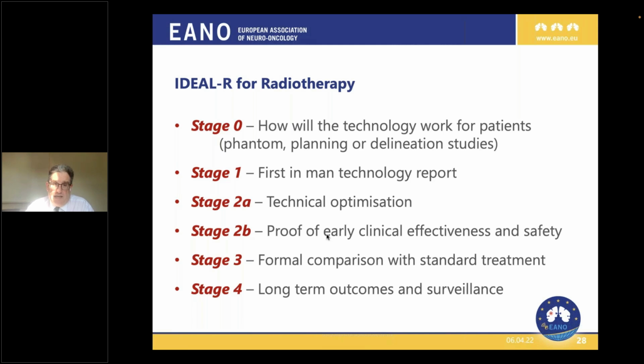Stage 2A is the technical optimization. How can you make the technique better? And again, it's the same principles of reporting all the cases you use prospectively, and talking about changes in the technique that you use as you go through this. Stage 2B is the proof of early clinical effectiveness and safety. And again, this is where you start moving it out into more of a multi-center setting before going on to stage 3, which is the formal comparison with the standard treatment, usually as a randomized controlled trial, before looking at the long-term outcomes and long-term surveillance.